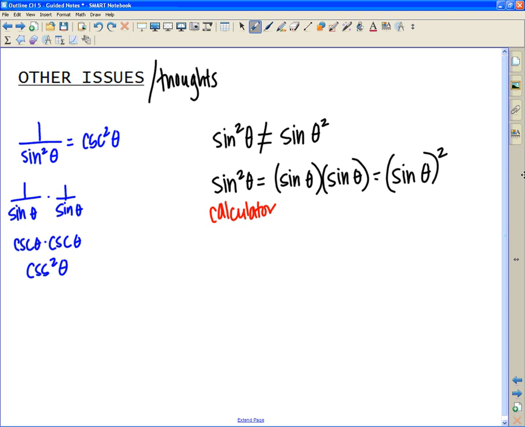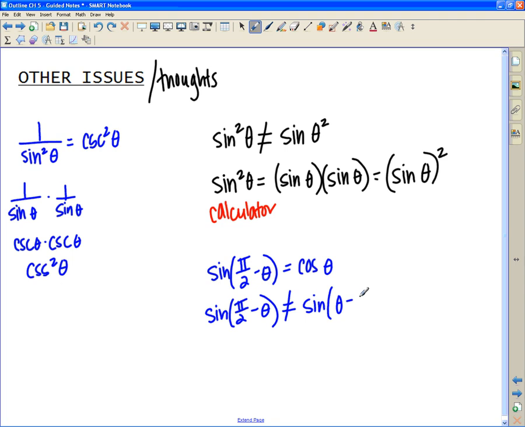Finally, I want to talk about cofunction versus non-cofunction. Hopefully you remember from last video that the sine of pi over 2 minus theta is equal to the cosine of theta. What I want you to realize is that the sine of pi over 2 minus theta is not equal to the sine of theta minus pi over 2. You can't just rearrange those because subtraction is not commutative. You learned that a long time ago in mathematics.